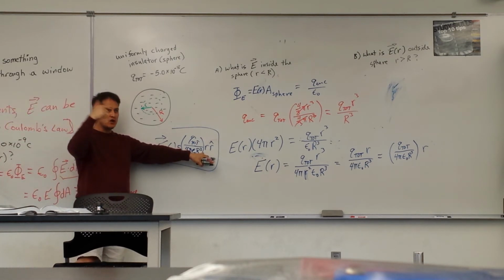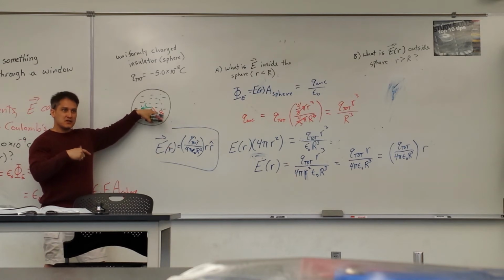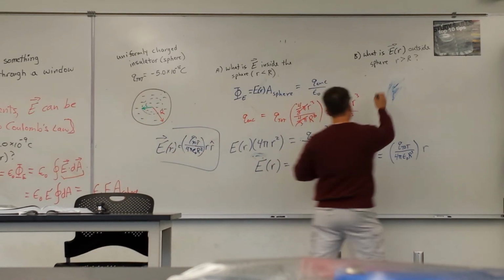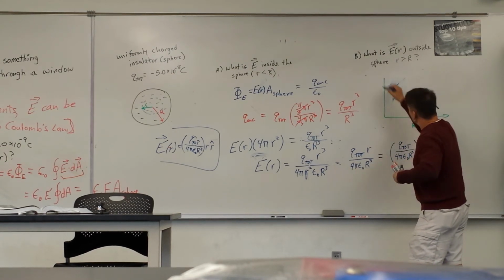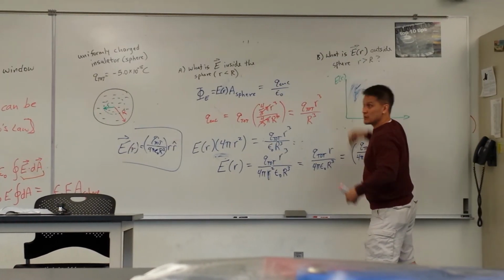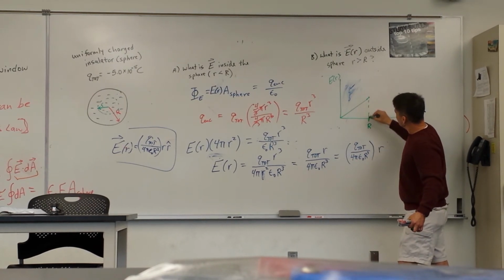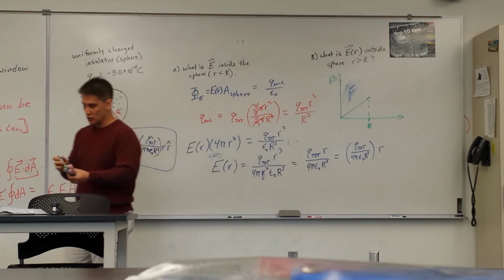But is this surprising though? Your electric field decreases from whatever it is here to 0 at the center. If I were to plot the electric field magnitude as a function of R, it would look like this. Now, let's think about this for a second.